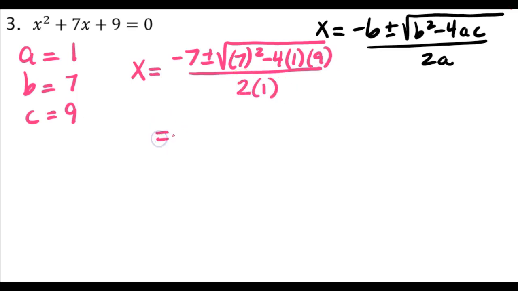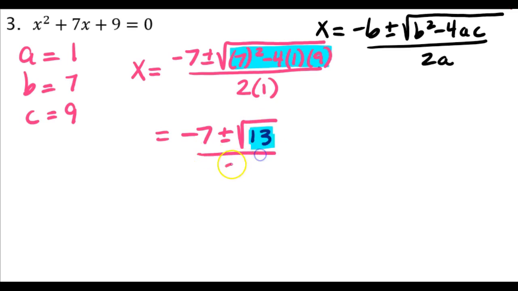The next thing that you want to do is take this right here that I'm highlighting in blue, and put that in your calculator without the radical. So you're going to type in exactly what you have written there, and it's going to give you 13. So what I'm going to do now is write down negative 7 plus or minus, and then instead of that whole mess, it just turned into the number 13. And then 2 times 1 is 2.